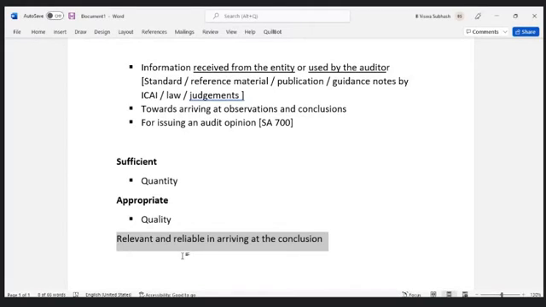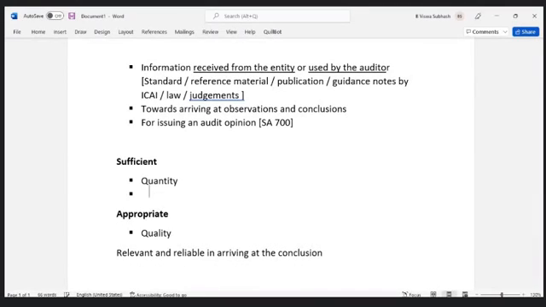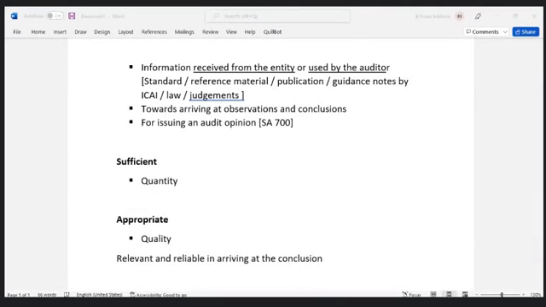We have done the audit. If someone else is looking at that documentation, will they be able to pull out the same conclusions from the given set of documents? That is for the appropriateness. And then let's talk about things for sufficiency. Sufficiency is always affected by the risks of material misstatement.